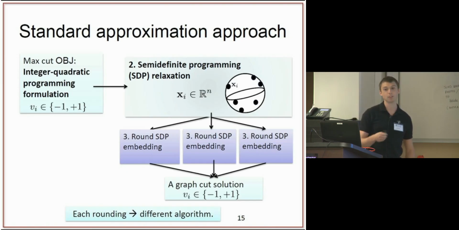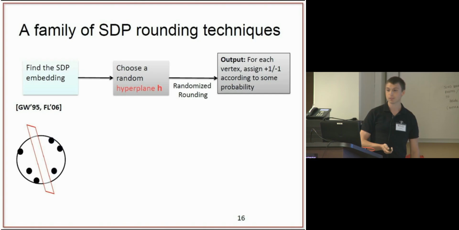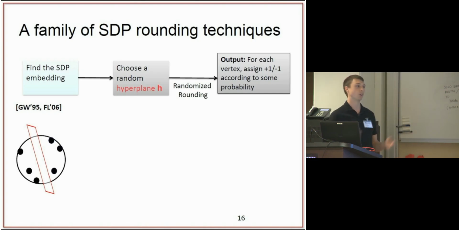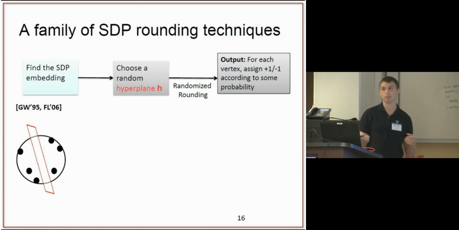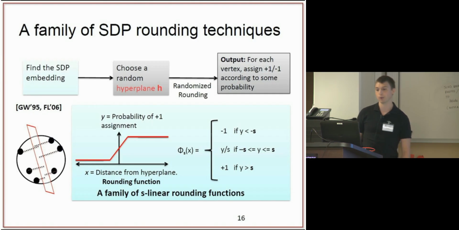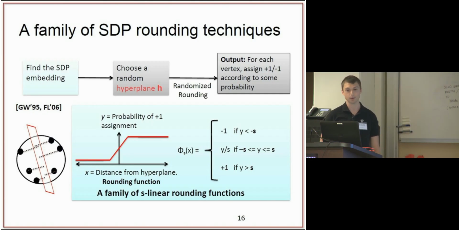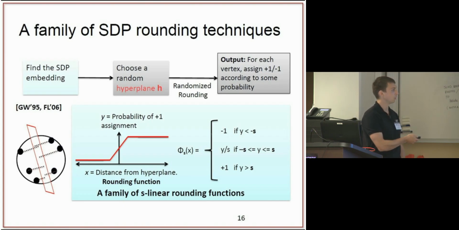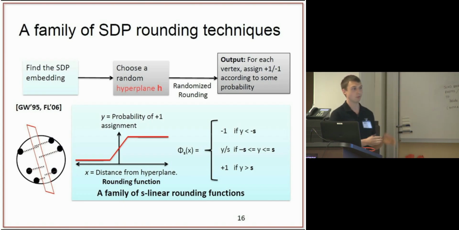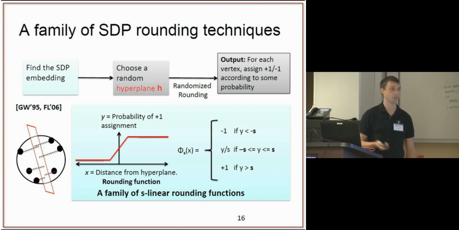It turns out there are a bunch of different ways to round the SDP. And each rounding is a different algorithm. So we're going to use the famous approach where we project to a random hyperplane. And then after we do that step, there are many different ways to round. So we're going to use the Feige-Langberg approach where we have this rounding function here. If the value is really small, we have some threshold. If it's really high, another threshold, and in the middle, it's some linear relation. This is called the s-linear rounding functions.